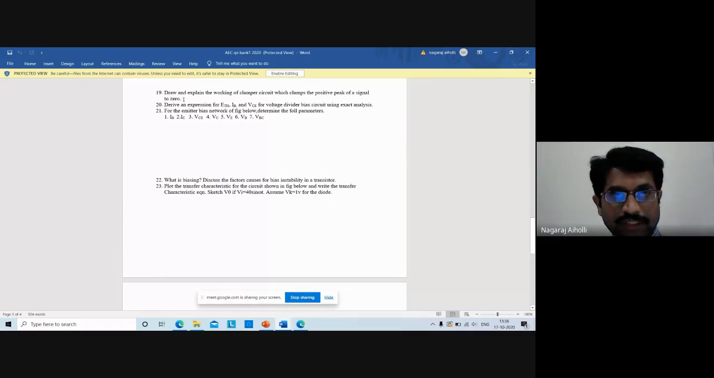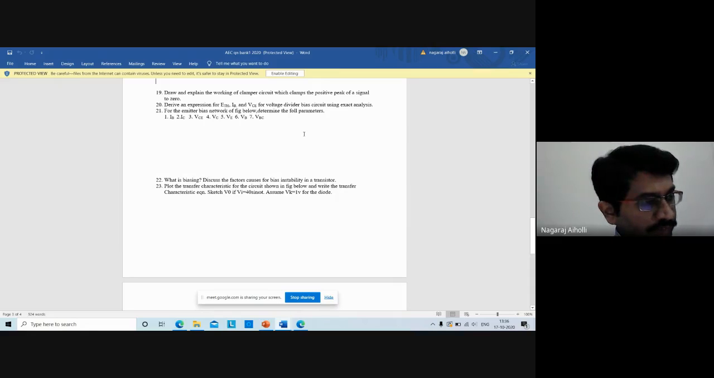Negative clamper circuit, it's the beginning of the clamper. That question's answer is that part of the syllabus. Then question number 20, derive an expression for ETH, IB and VCE for the voltage divider bias circuit using exact analysis. Okay, there are 2 methods as I told. One is the exact method, another one is the approximate method.